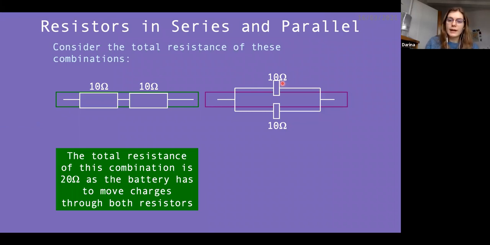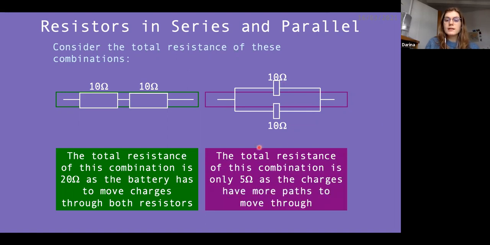Now with the parallel, it's not as straightforward and you actually don't need to know how to calculate it numerically, but you do have to be aware of the fact that it is much lower than in a series circuit. The reason for this is that there are more paths for the current to travel through. So it has more choices, therefore the resistance is going to be a lot lower. In this case, it's actually only 5 ohms, but you don't need to know how to calculate that. So don't worry about it. So that's the basic premise of resistors in series and parallel.